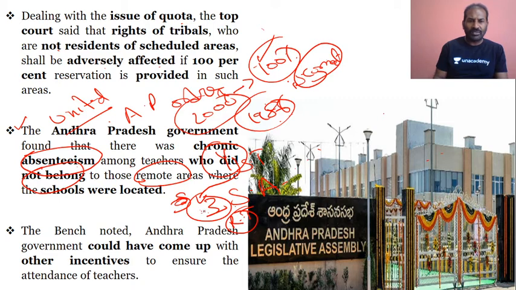So you have teachers from the Z scheduled area and also teachers from Y scheduled areas who are teaching in a school which is in Z scheduled area. Fine. So what the government says is that there was a chronic, very severe absenteeism among teachers who did not belong to this Z, but they had belonged to X and Y, other remote areas where schools were located.